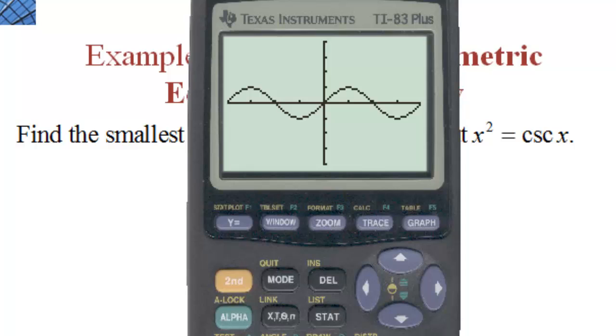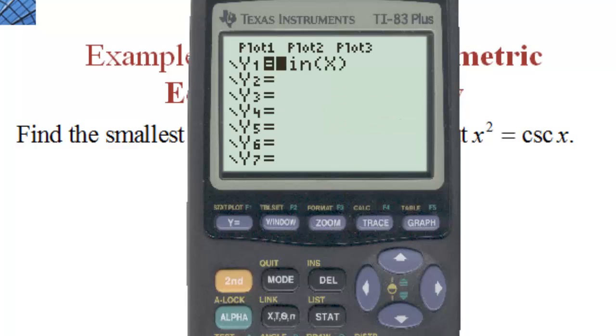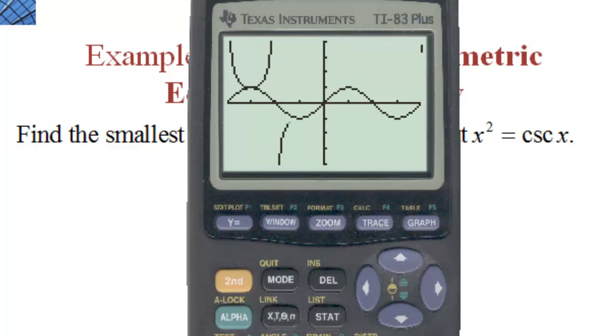If we look back at our problem, we were looking at x squared equals cosecant. We don't have a button for cosecant, but cosecant is 1 over sine. So we can graph that: 1 divided by sine x, close the parentheses, and graph it. And now we can see a nice cosecant function. When sine is 1, cosecant is 1. When sine is 0, we have our asymptotes for the cosecant function.